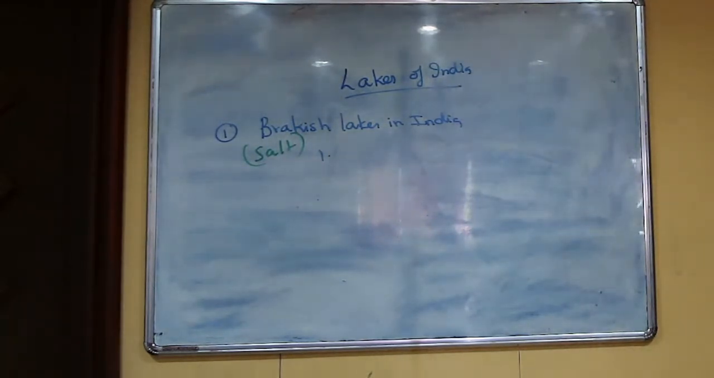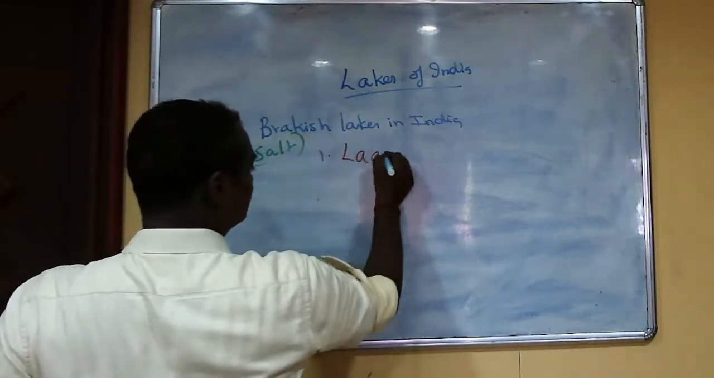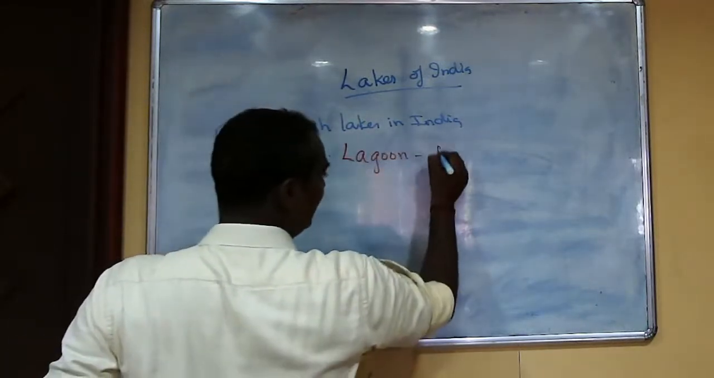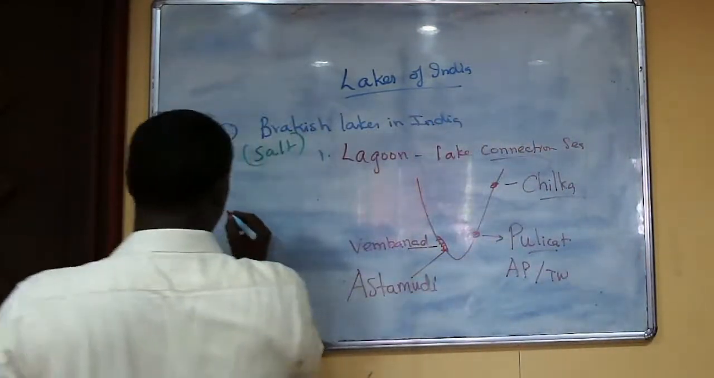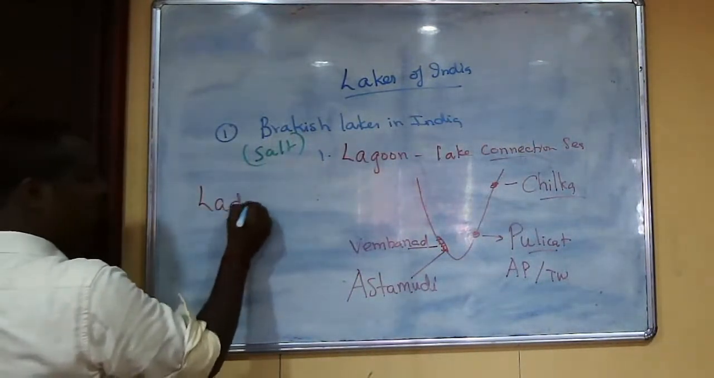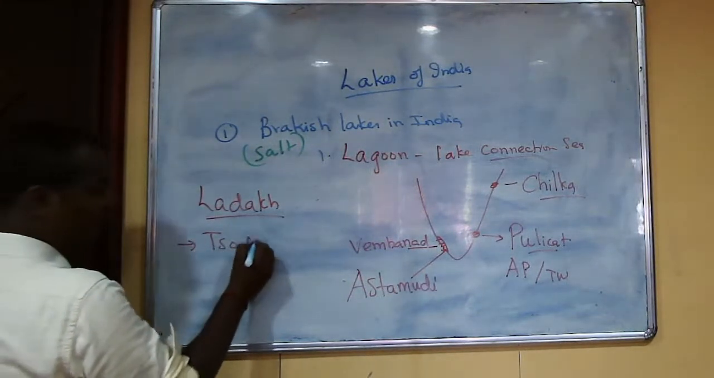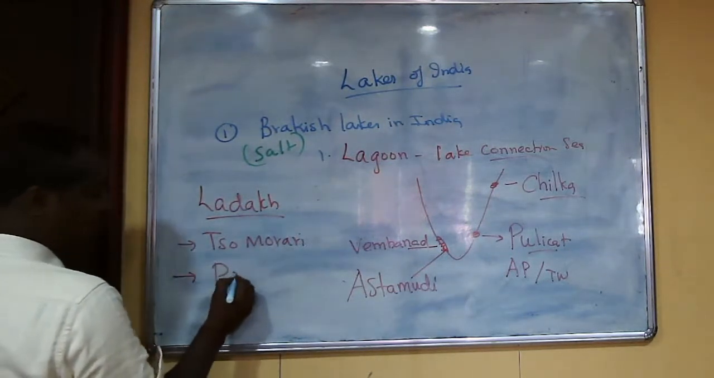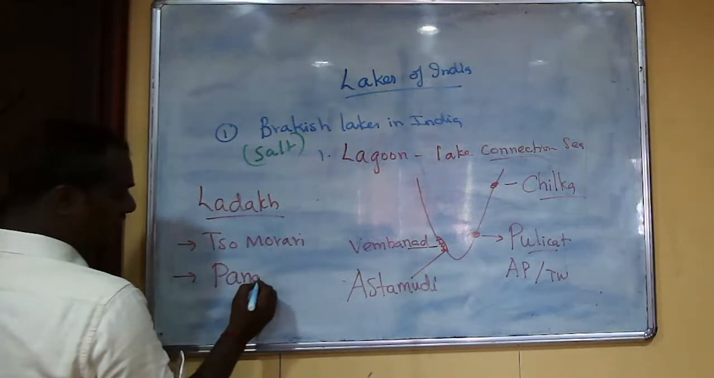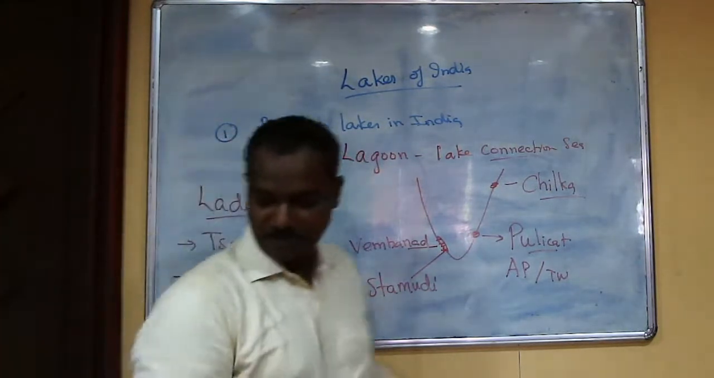Simple thing is you can write all the lagoons. Lagoons means the lake has a connection with the sea. So, salt water lake. Okay, write down in Ladakh: they have Somorari, Pangong So.